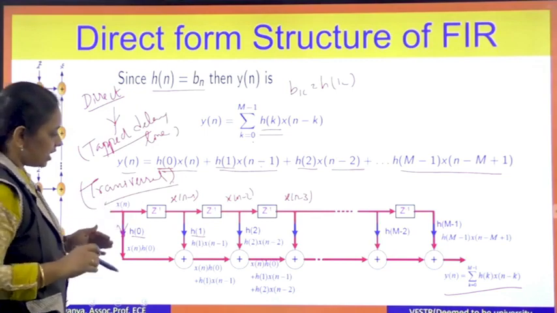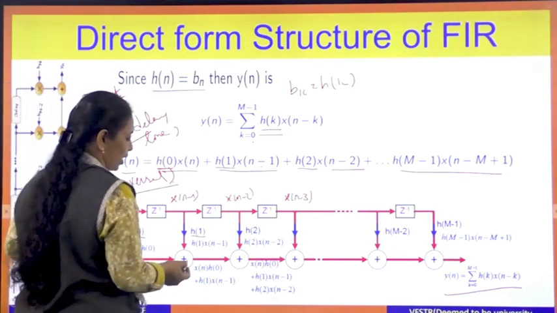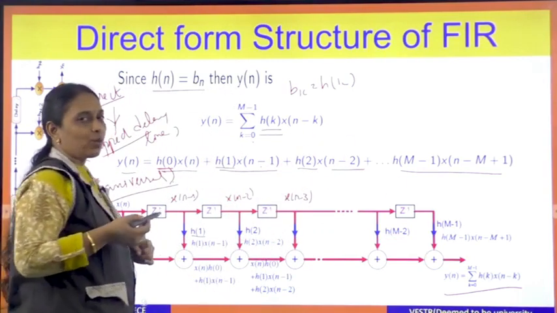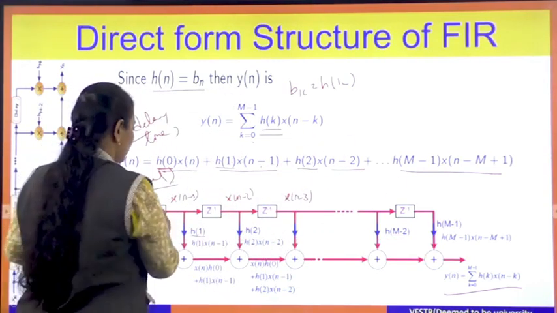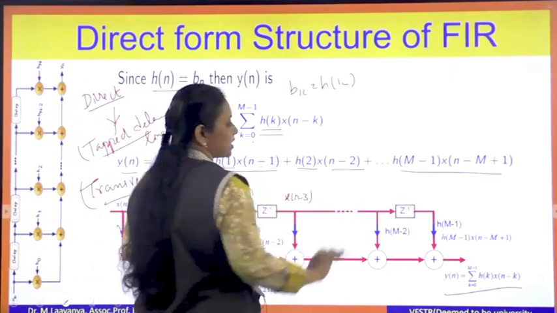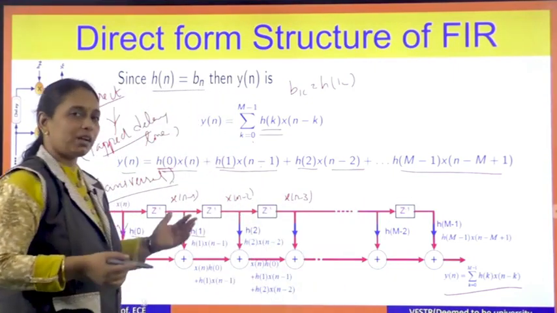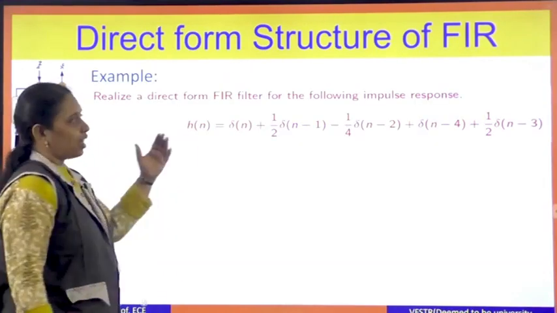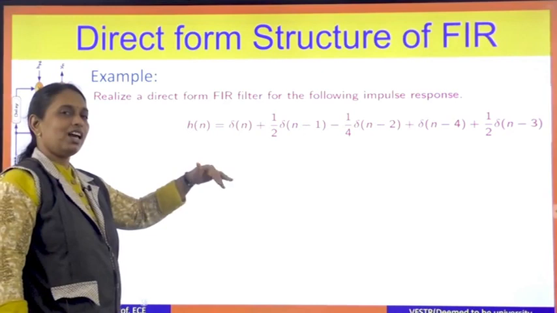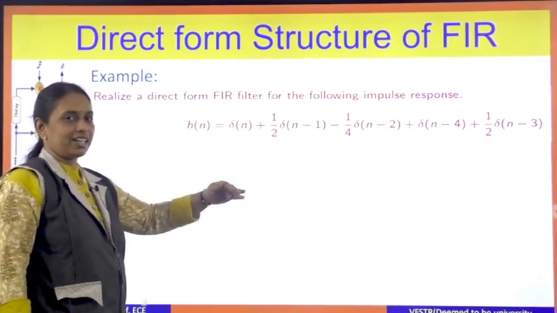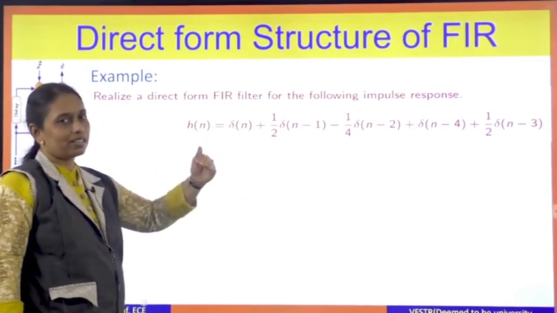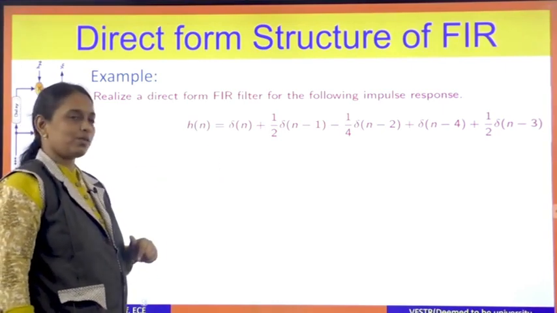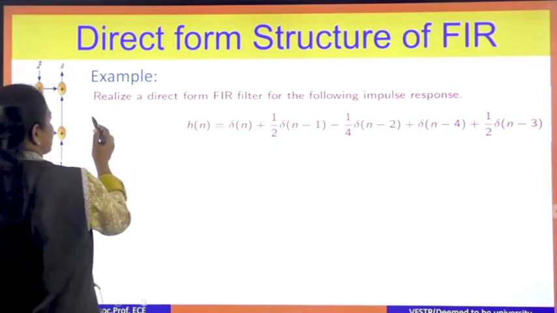And if you see here how many adders we are having, 1, 2, 3, 4 etc. up to m minus 1 we are having, and if you see the multipliers 1, 2, 3 etc. we are having. So in general how many multipliers and adders we will have, let us see in the next slide. Now let us realize this equation in direct form, and we will identify in general how many multipliers and adders are required, and delay elements also required. So let us see this example.